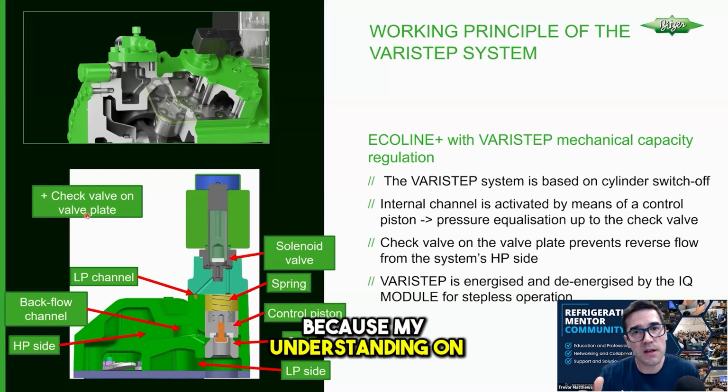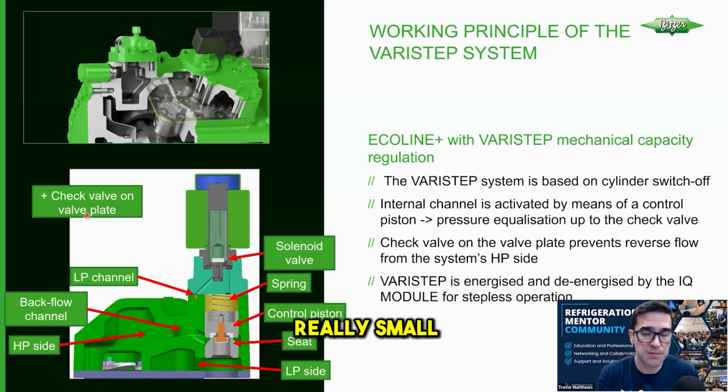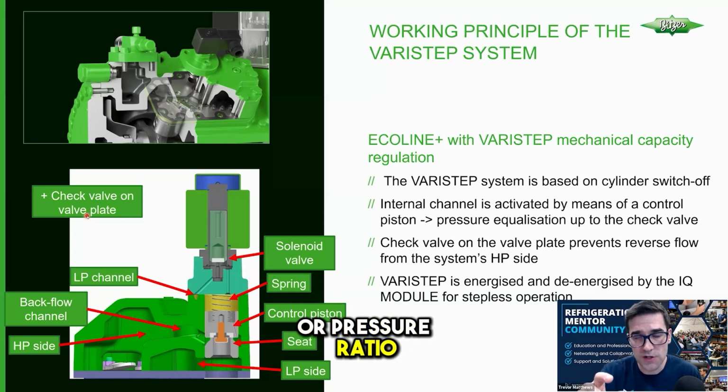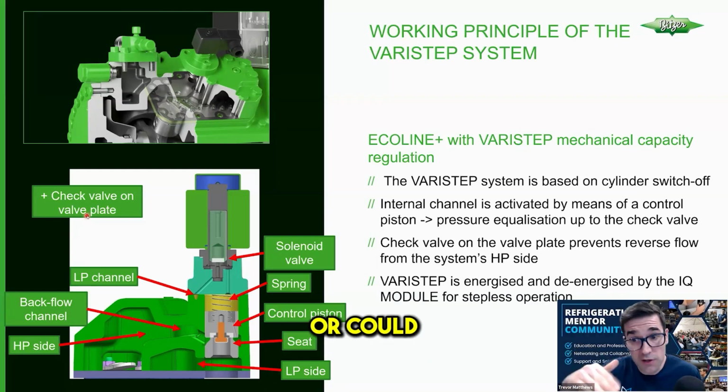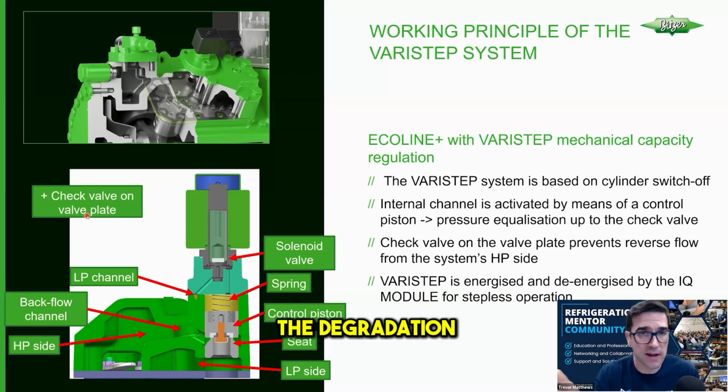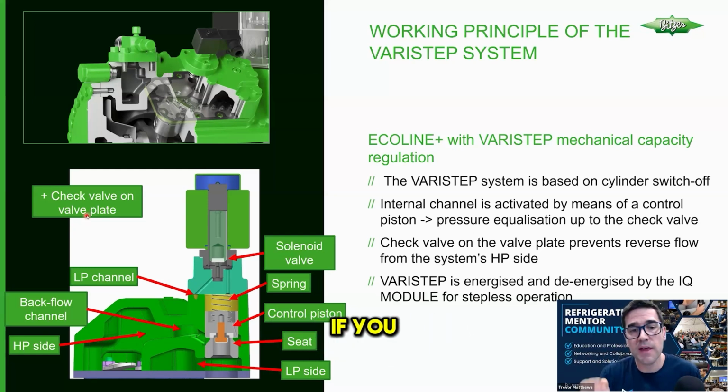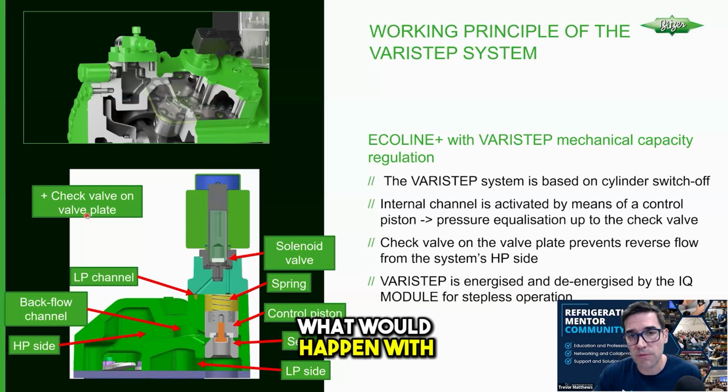My understanding on a compressor is that when you get a really small compression ratio or pressure ratio, the reeds will not open or close properly, or they could flap, and then they cause degradation, and then they fail. If you have too low a compression ratio, what would happen with the VARISTEP?